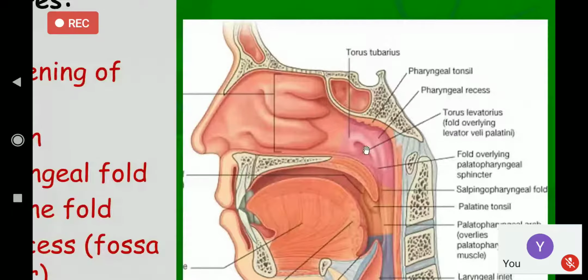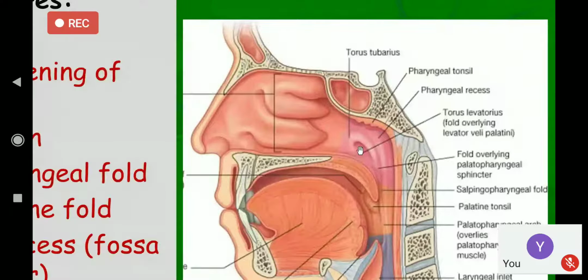Just see, the first one is the opening of the auditory tube. Now, what is the location of the opening of the auditory tube? This is the superior nasal concha, middle nasal concha, and the inferior nasal concha, and this one is the posterior end. The opening of the auditory tube is 1.25 centimeter below and behind the posterior end of the inferior nasal concha. That is the location of the opening of the auditory tube.